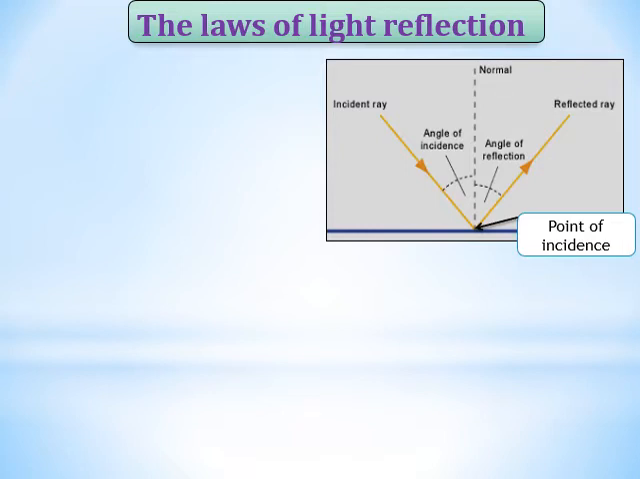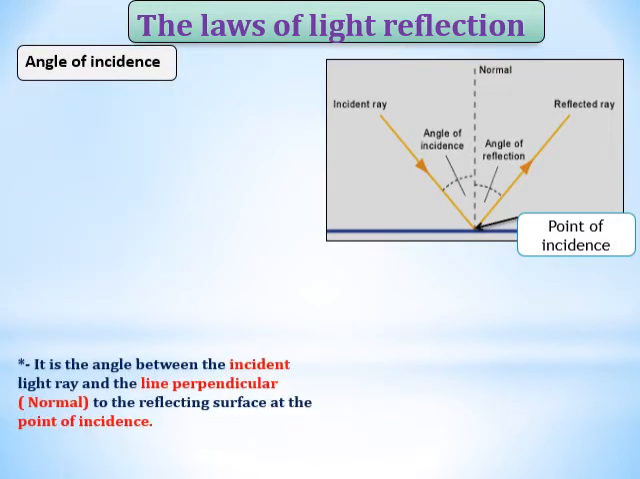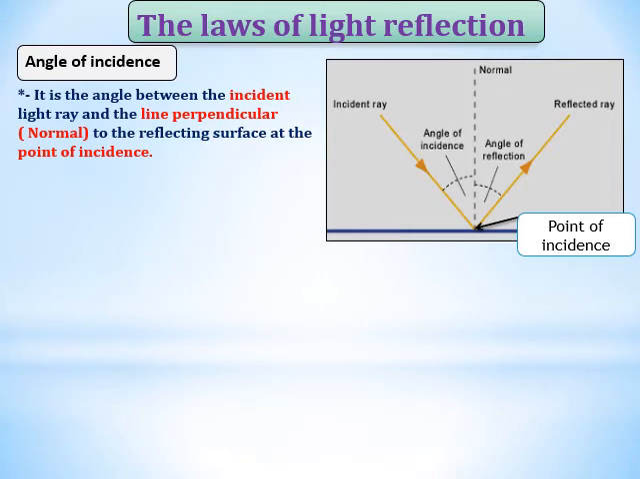Okay, you must know these concepts very well before I talk about the law of light reflection. Pay attention. Number 1, angle of incidence. What is meant by angle of incidence? It is the angle between the incident light ray and the line perpendicular to the reflecting surface, which is called the normal. So I can say the line perpendicular to the reflecting surface, or I can say the normal line, at the point of incidence.